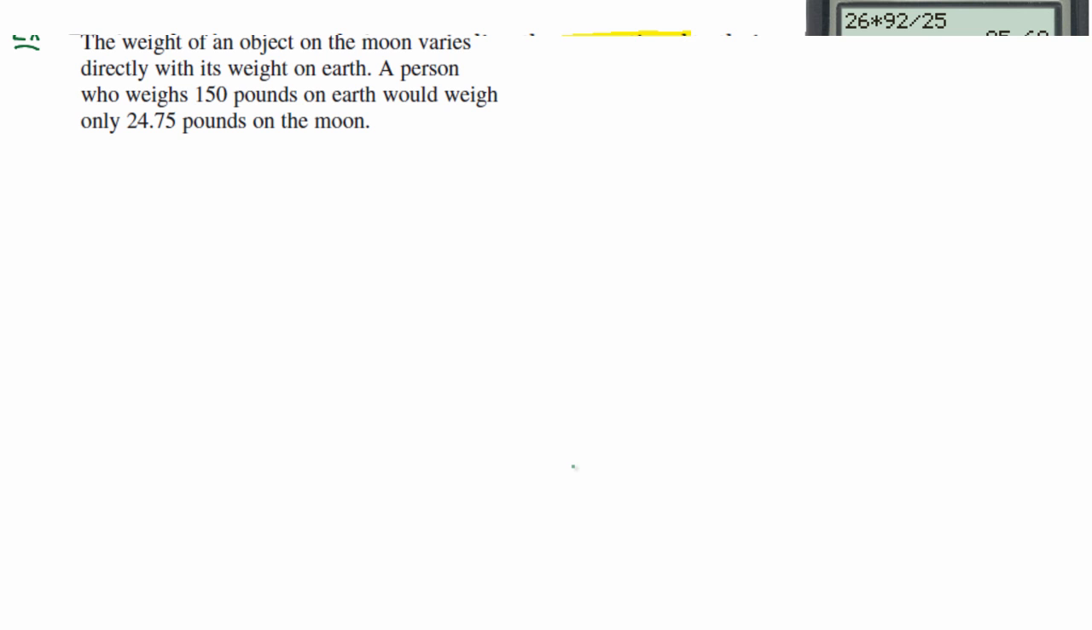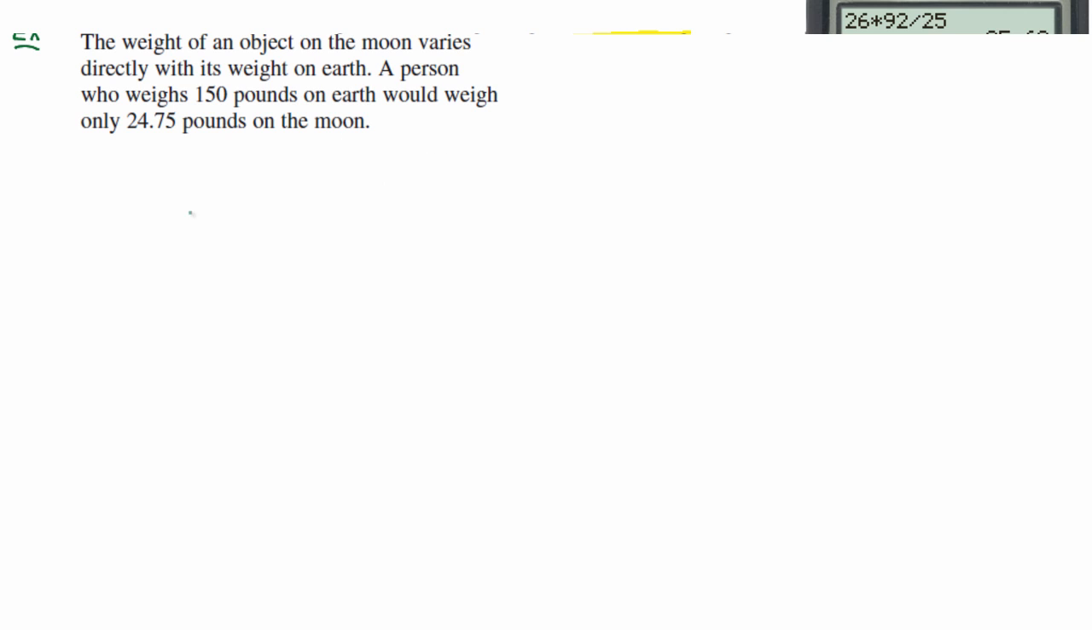As a final example for some of these simple application direct variation problems, take a look at this. The weight of an object on the moon varies directly with its weight on Earth. A person who weighs 150 pounds on the Earth would weigh only 24.75 pounds on the moon. It's a smaller object, so therefore it has less gravitational pull.